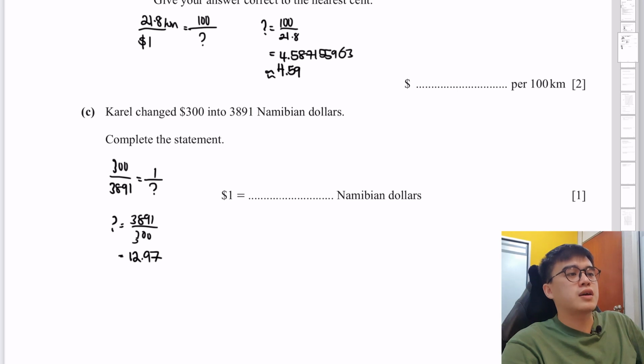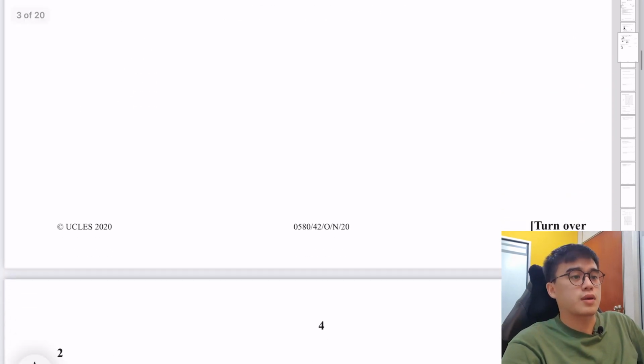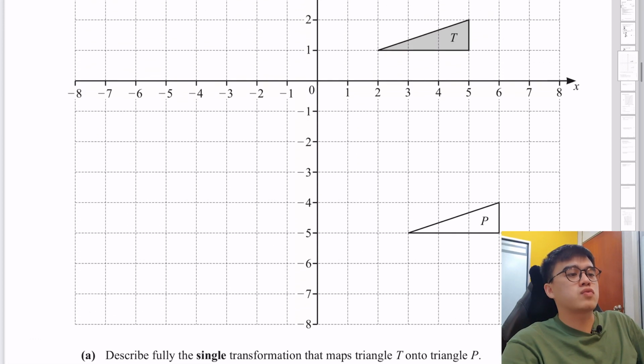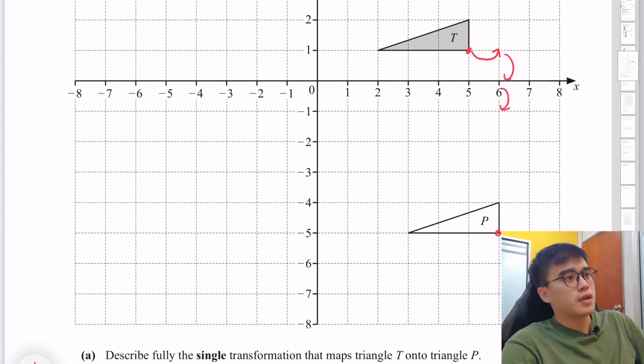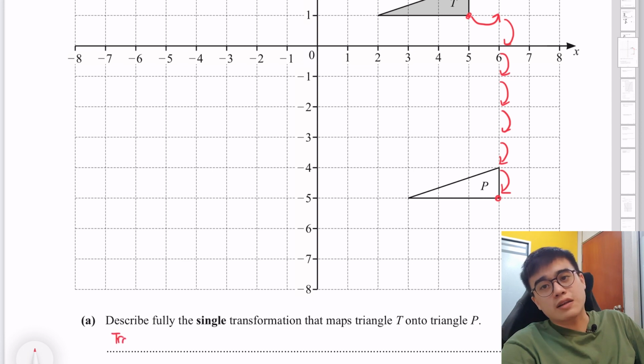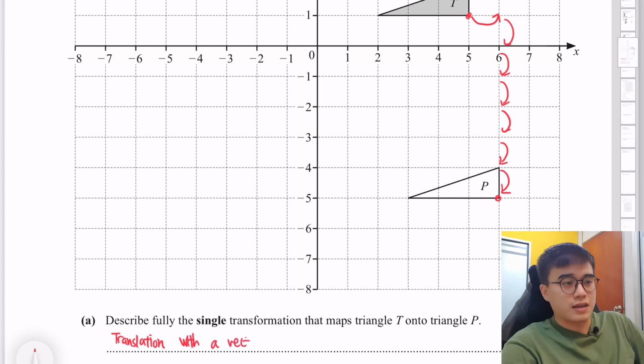As for the next part here, this is a transformation question. Let's scroll down and see what they want. They wanted us to get a single transformation that maps triangle T onto P. So for T to P, it is obviously a translation. I shift it to the right by 1 step and then going downwards by 6 steps. This will get me the vector of -1, -6. So your full answer for this will be translation with a vector of -1, -6.